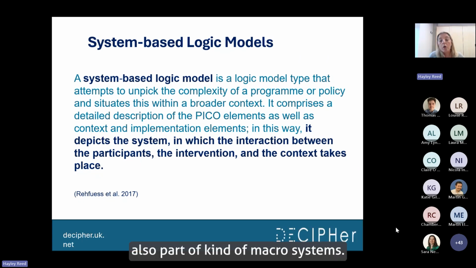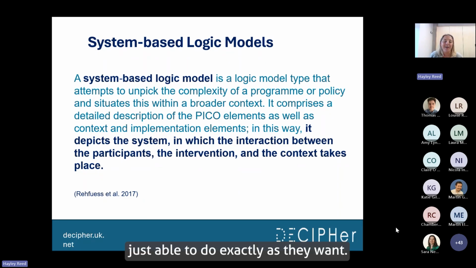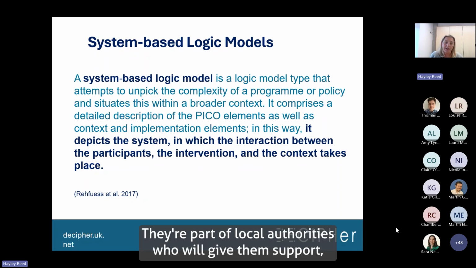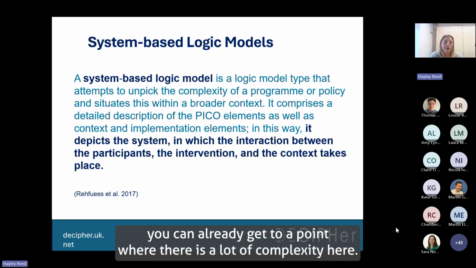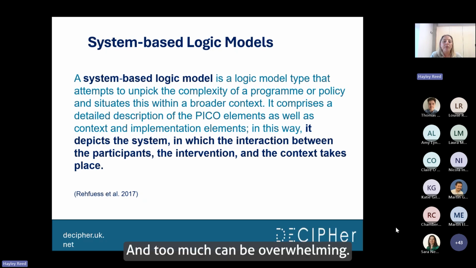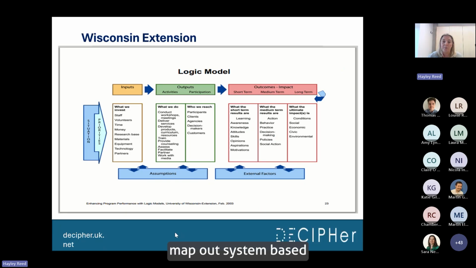And those schools are also part of macro systems. So schools are not just able to do exactly as they want. They're part of local authorities who will give them support, but also will lay down processes they have to follow. So as you can see, you can already get to a point where there is a lot of complexity here, and too much can be overwhelming. But quite often we think of the Wisconsin extension when we think of trying to map out system-based logic models.